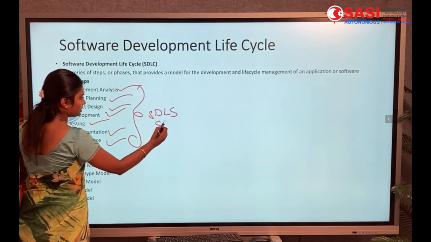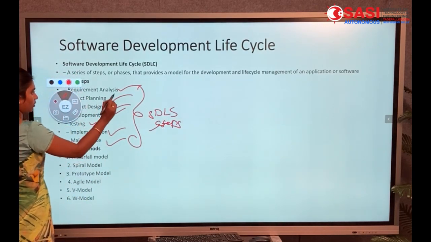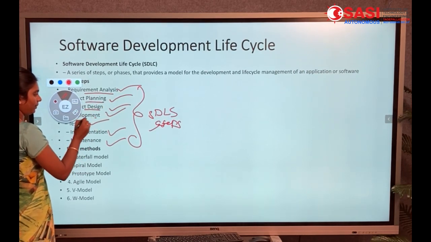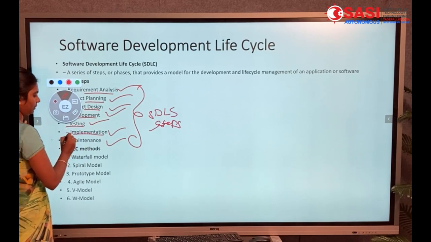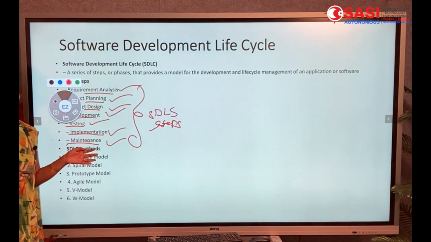What are the steps? These are the steps: requirement analysis, planning, design, implementation, deployment, testing, implementation, maintenance. Okay, coming to the next one, we will talk about SDLC methods.